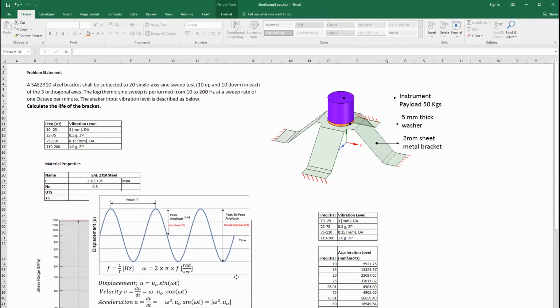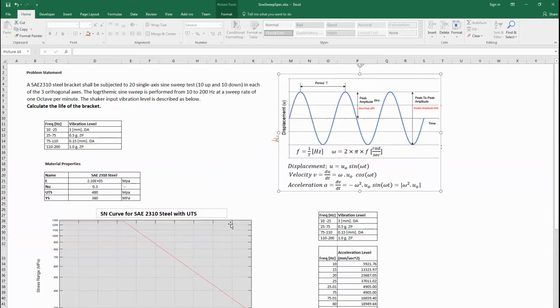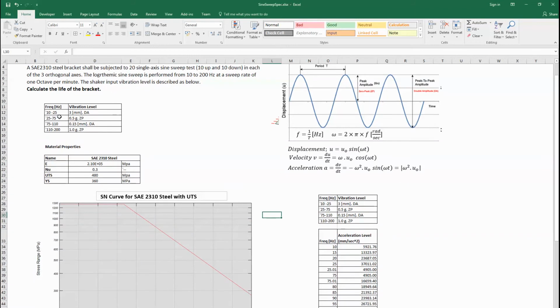Once we know this, we know the displacement from 10 to 25 hertz. You can split that into small pieces, 10, 15, 20 and so on. If required, you can go to very fine frequency steps, something like 10, 11, 12 and so on, if you have a lot of natural frequency mode shapes within that range.